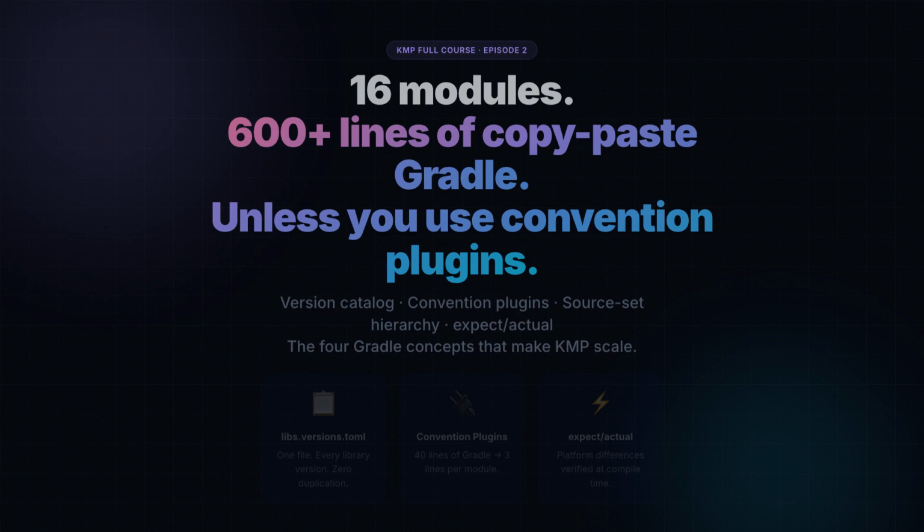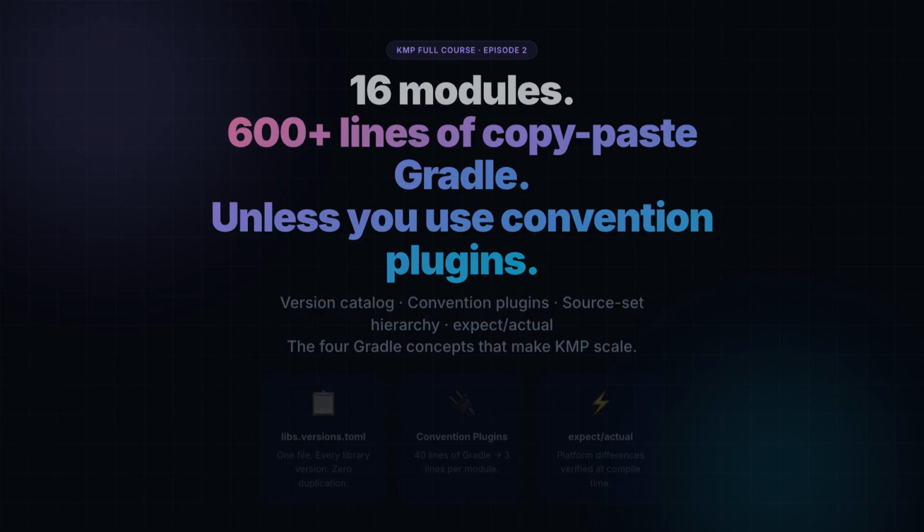Here is a number that should make you uncomfortable. In a 16-module KMP project without convention plugins, every module has its own build.gradle.kts. Each one declares the same targets: Android, iOS ARM64, iOS X64, iOS Simulator ARM64, Desktop JVM. Each one sets the same JVM toolchain version. Each one declares the same test dependencies. That is roughly 40 lines of near-identical Gradle script per module.